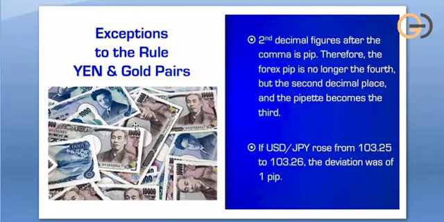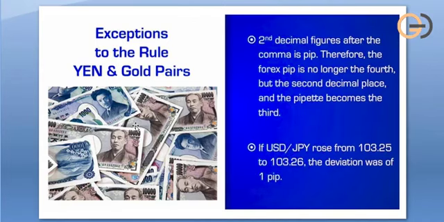But this rule has an exception for yen pairs and gold pairs. Remember we talked about 8 major currencies. We talked about the Great Britain pound, the euro, the USD, the Australian dollar, the New Zealand dollar, the Canadian dollar, and the Japanese yen.